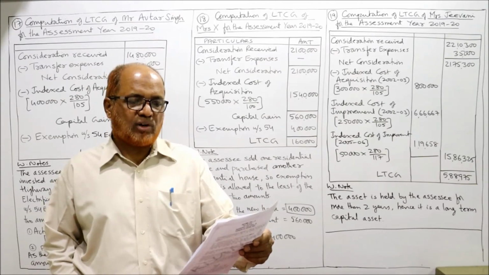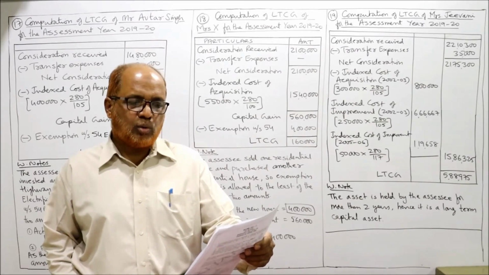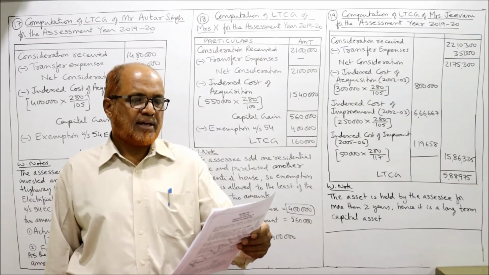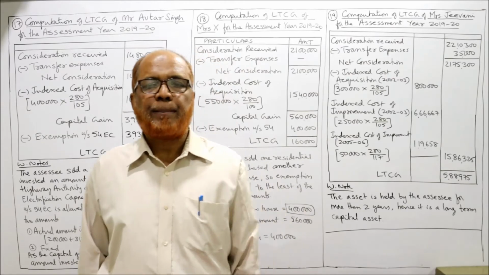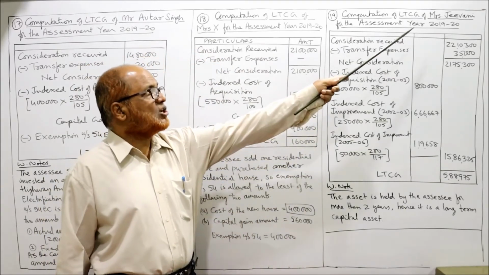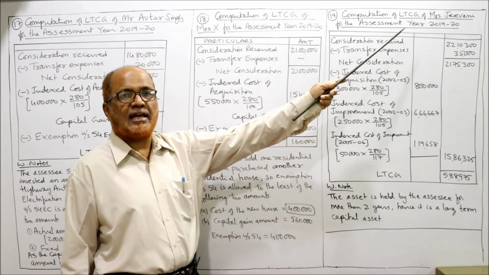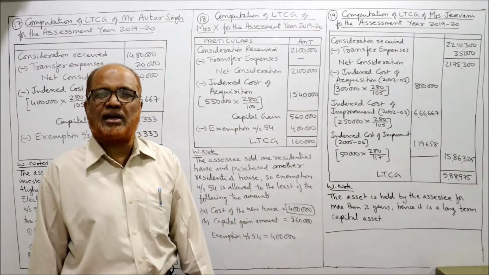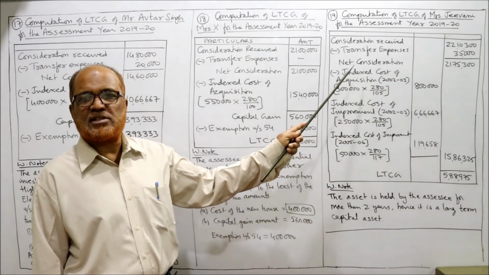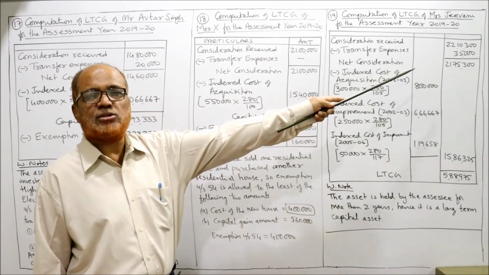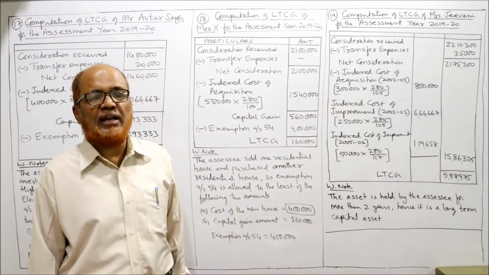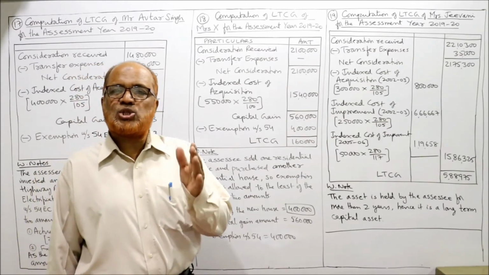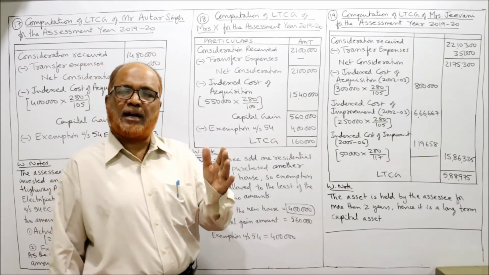If the cost inflation index for 2001-2002 is 100, 2002-2003 is 105 and 2005-2006 is 117, calculate capital gain. Now, computation of LTCG of Mrs. Jeevani for the assessment year 2019-20. Consideration received, sale proceeds are given as 22,10,300, less selling expenses, transfer expenses 35,000, net consideration 21,75,300.